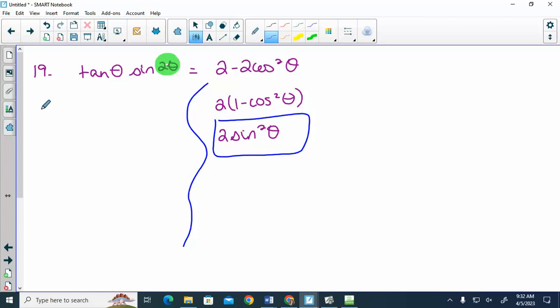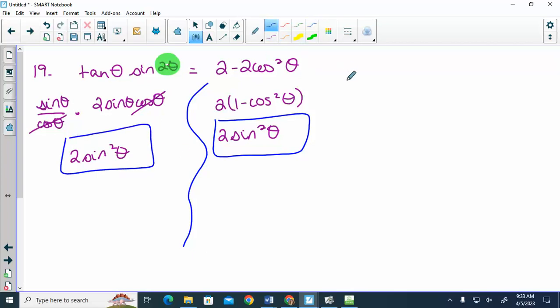What can you change tangent to? And sine 2 theta is... What we can do then is one of these cosines drop out. And you have sine theta times 2 sine theta, which is 2 sine squared theta. And I got the same thing on both sides. So I'm done.